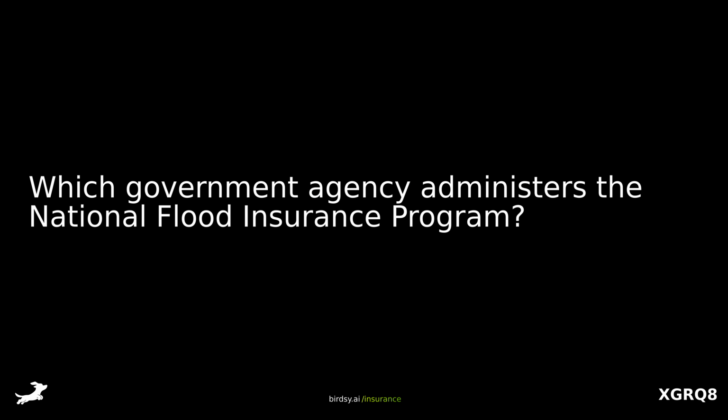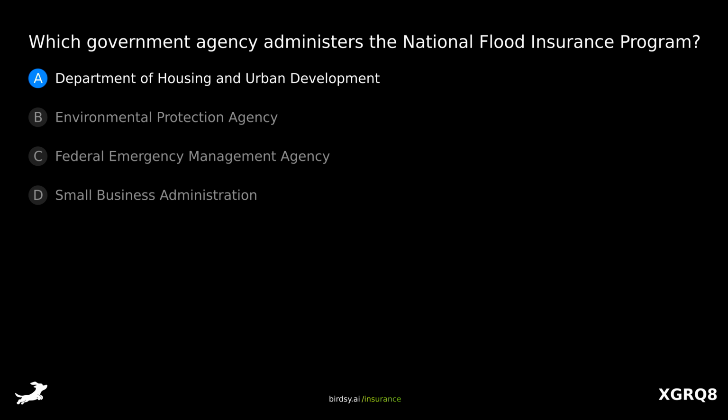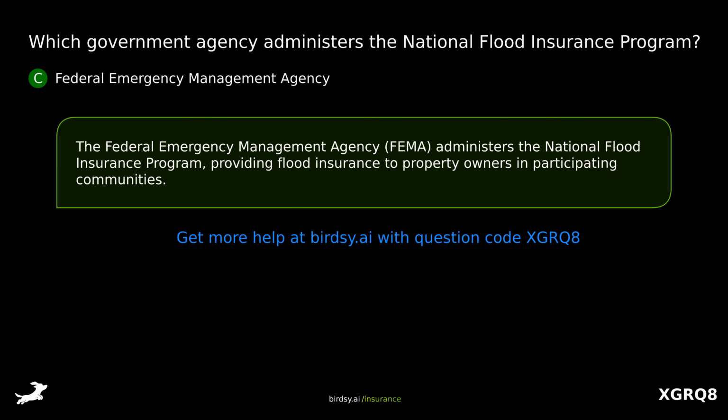Which government agency administers the National Flood Insurance Program? Is it A, Department of Housing and Urban Development, B, Environmental Protection Agency, C, Federal Emergency Management Agency, or D, Small Business Administration? The answer is C, Federal Emergency Management Agency. The Federal Emergency Management Agency administers the National Flood Insurance Program, providing flood insurance to property owners in participating communities.